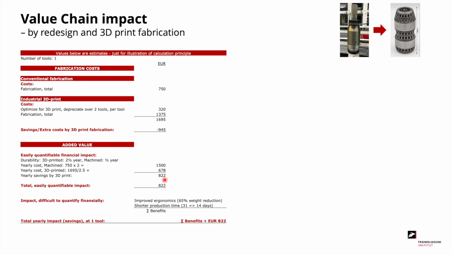So that is the interesting figure in this case, not the 945 euro above, which is higher. There is a real saving here, and in addition to that, you have a couple of benefits, which are the improved economics, and that is a very important one, and you have a shorter production time. So the total annual impact in this case at one tool is the benefits, of which the economics improvement is absolutely the most important, and a minor sum of 822 euro.